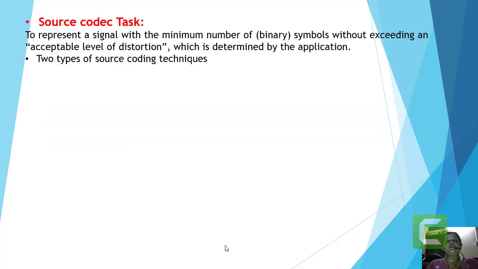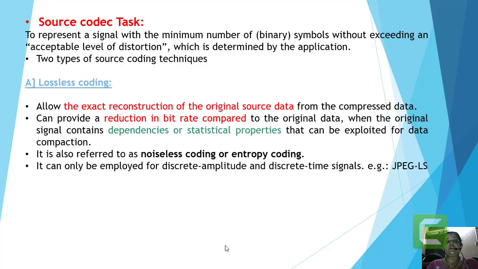So every source coder has the task of representing the given signal with the minimum number of binary symbols without exceeding the acceptable level of distortion, and this is determined by each individual application. There are two different types of source coding techniques. The first type of source coding technique is called lossless coding.